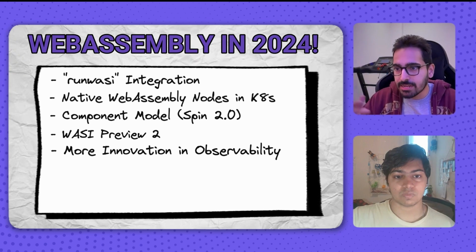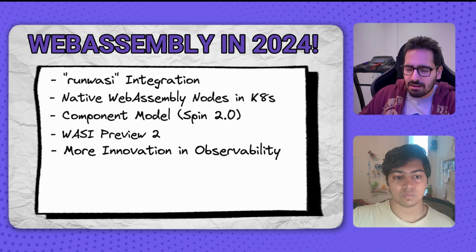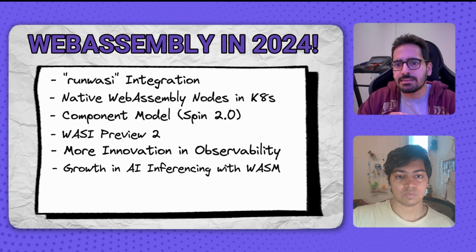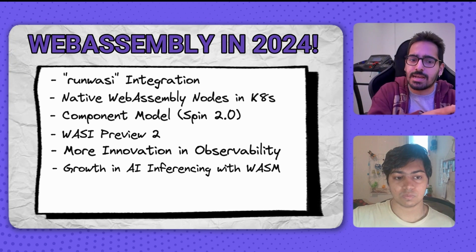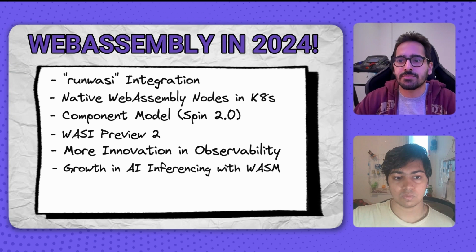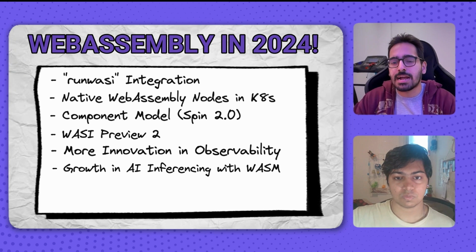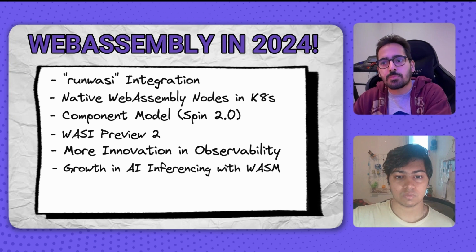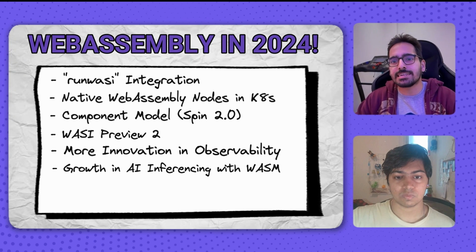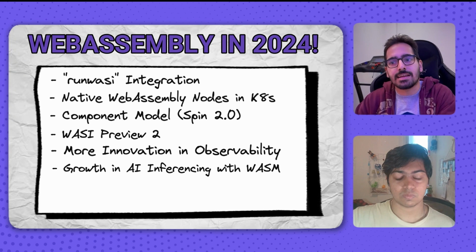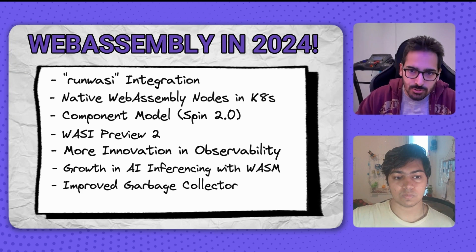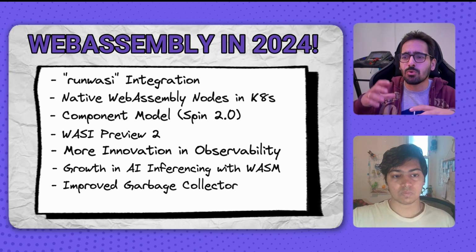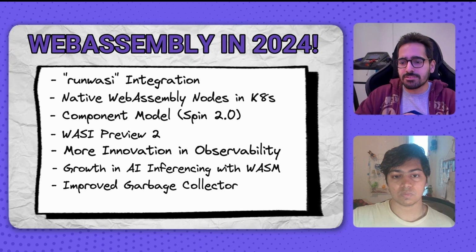Coming to AI, we have seen in the second half of the year mainly AI inferencing mature in the WebAssembly space. So we have seen more and more AI inferencing being done with WebAssembly, and we'll see even more growth in that. Growth meaning more models will be supported by the runtimes, and specifications getting stronger for supporting various AI use cases. One of the features, the garbage collector, will continue to get improved as well. So I think those are some of the key areas that will see more enhancements in 2024.